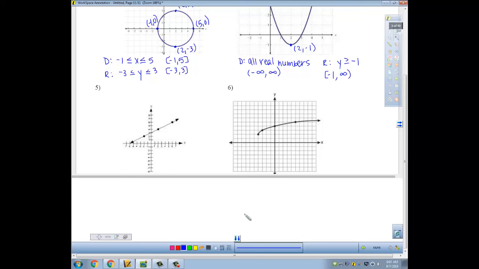For number 5, my domain is going to keep going to the left and keep going to the right because of those arrows. So my domain is all real numbers. And again, you can write that as -infinity, infinity. And then your range, if I notice, is going to keep going down and it's going to keep going up. So the range is also all real numbers, which can also be written as -infinity, infinity.